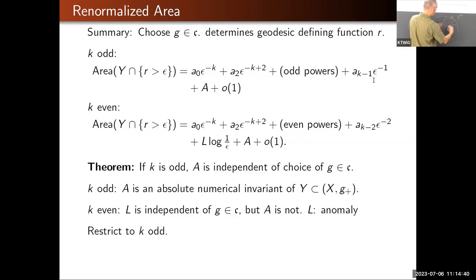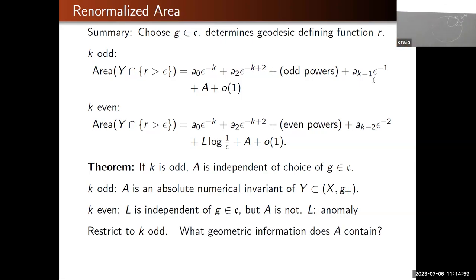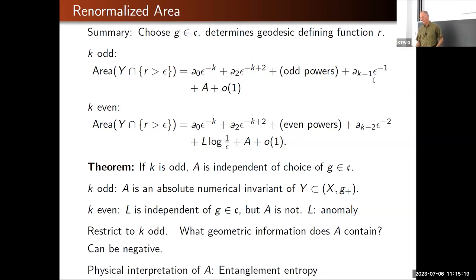The area of Y is infinite because this is a hyperbolic metric, it blows up at the boundary. But what I've done is I found some number a that's a substitute for the area, the renormalized area for this Y. And this is not going to be positive, right? It can be negative. So it's a substitute for the area, but it's not a geometric area clearly in any sense. So that's the main question. One of the questions we want to think about is what geometric information does it contain?